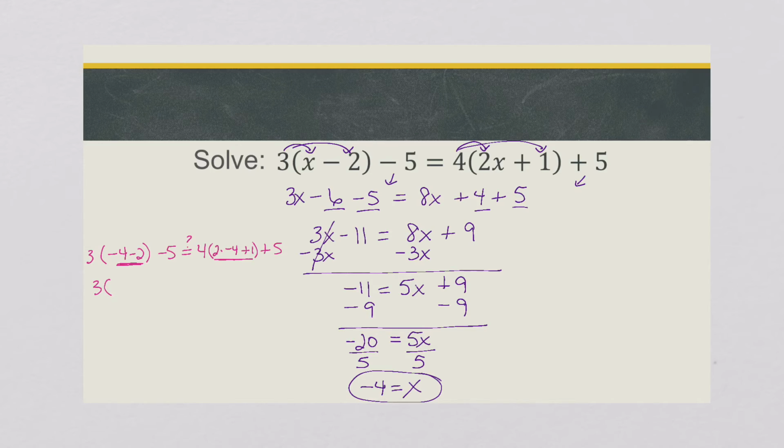So I've got 3 times negative 4 minus 2 is negative 6. 4 times 2 times negative 4 is negative 8. Negative 8 plus 1 is negative 7. 3 times negative 6 is negative 18. 4 times negative 7 is negative 28. Negative 18 minus 5 is negative 23. Negative 28 plus 5 is negative 23.